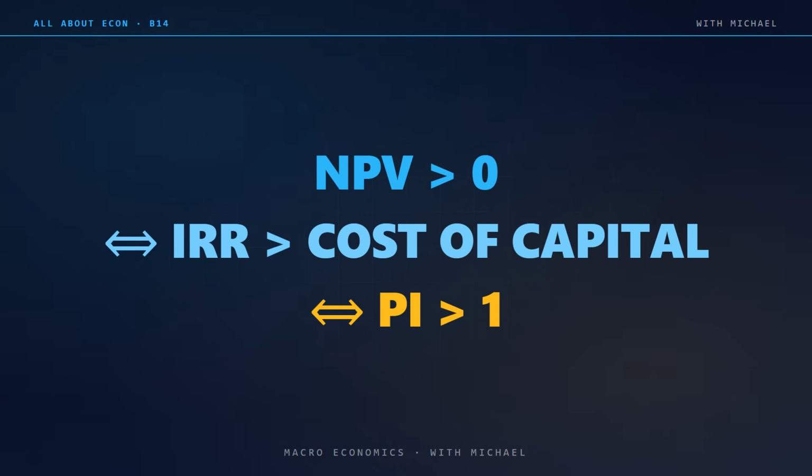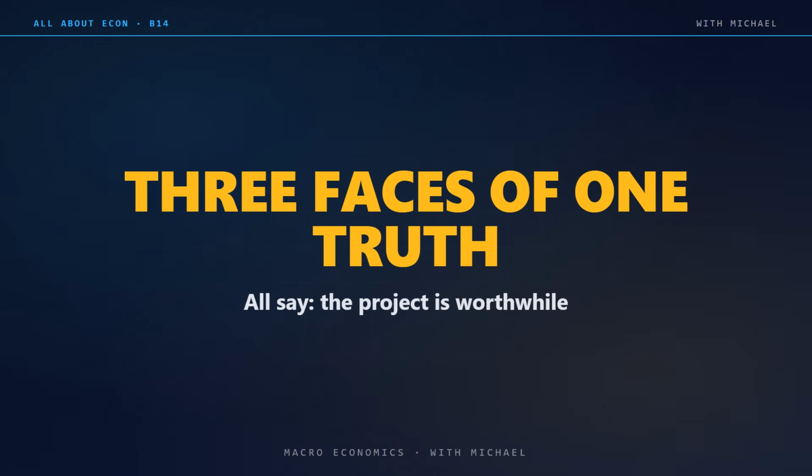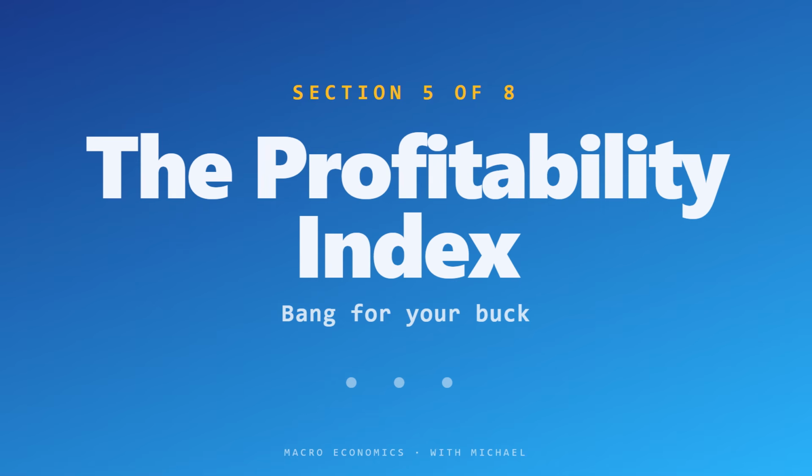And flipped, NPV below zero means the IRR is below the cost of capital, means the profitability index is below 1. All three say, reject it. So if an exam asks why a project with a negative NPV should be rejected, the airtight answer is, because its IRR is below the cost of capital and its profitability index is below 1. They are three faces of a single truth.